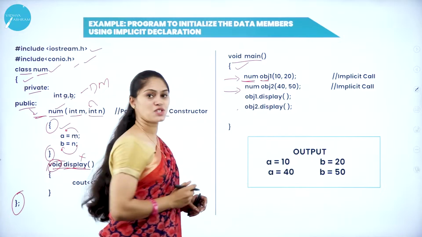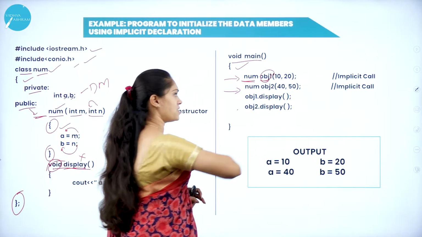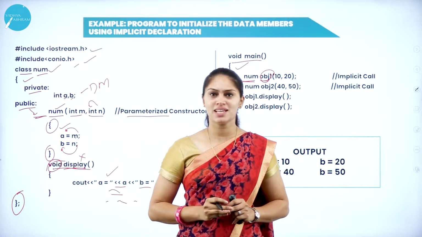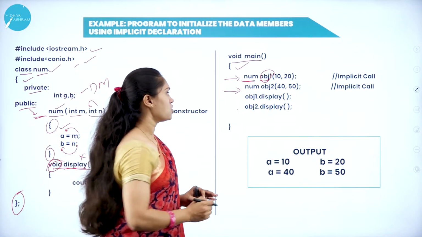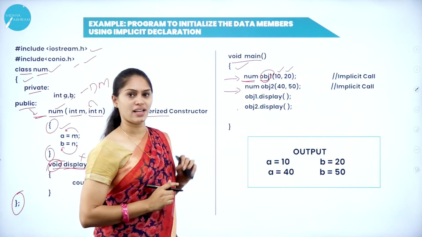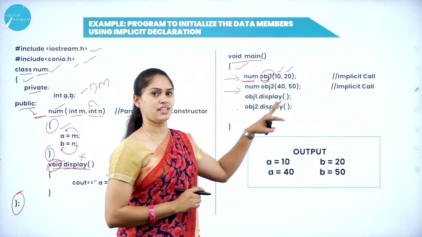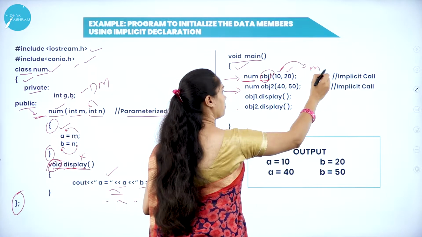Here I have a class called num. After that what I am doing? I am creating one object. What is the name of the object? That is obj1, that is object 1. So what I am sending? I am sending parameters that is 10 and 20. This 10 and 20 will be assigned to m and n.